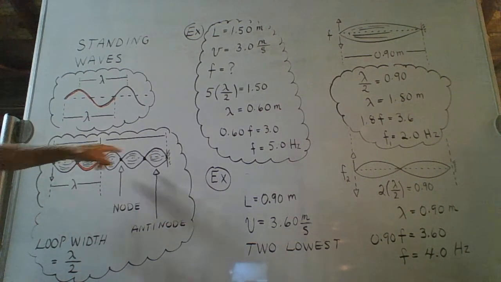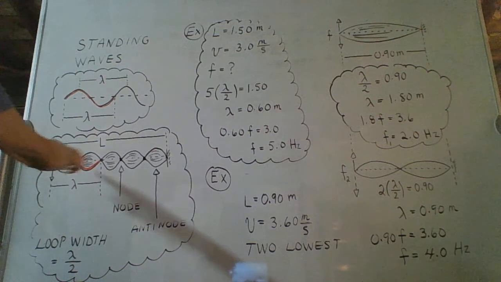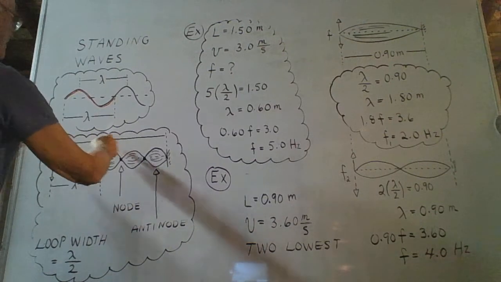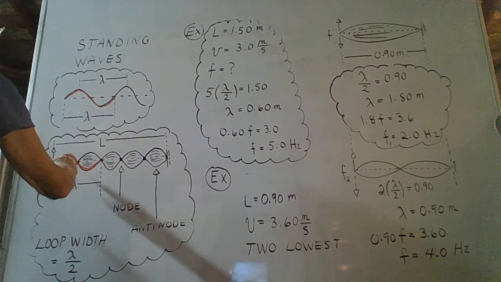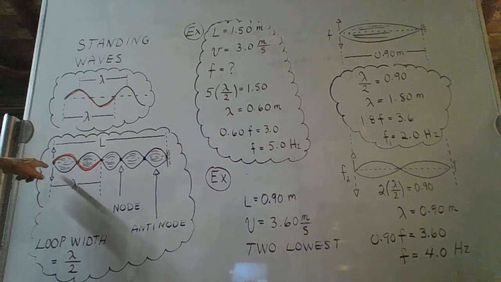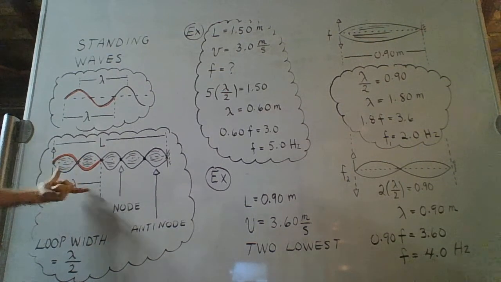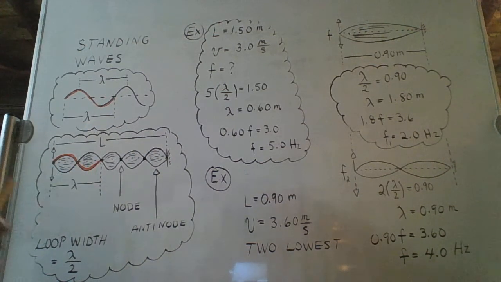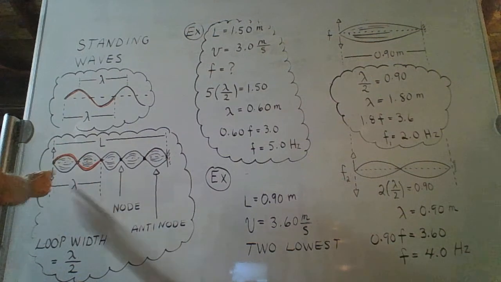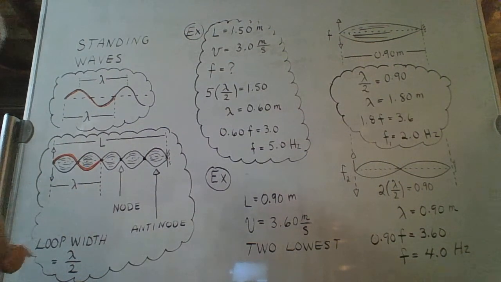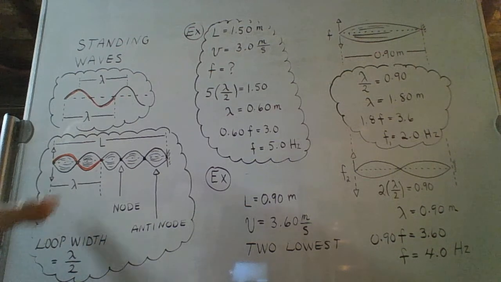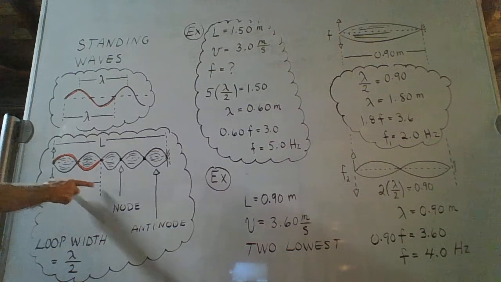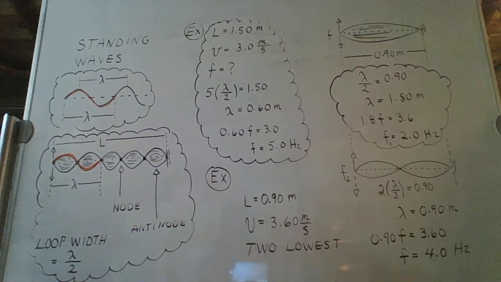There are 5 such loops spanning a distance equal to the length of the string, shown here labeled L. The distance between this point and that is one full wavelength, as shown up here in red. Same wavelength here. Notice that 2 of these loops span a distance equal to lambda, so we can recognize that the loop width, this or that, is equal to 1/2 of that wavelength, 1/2 lambda.